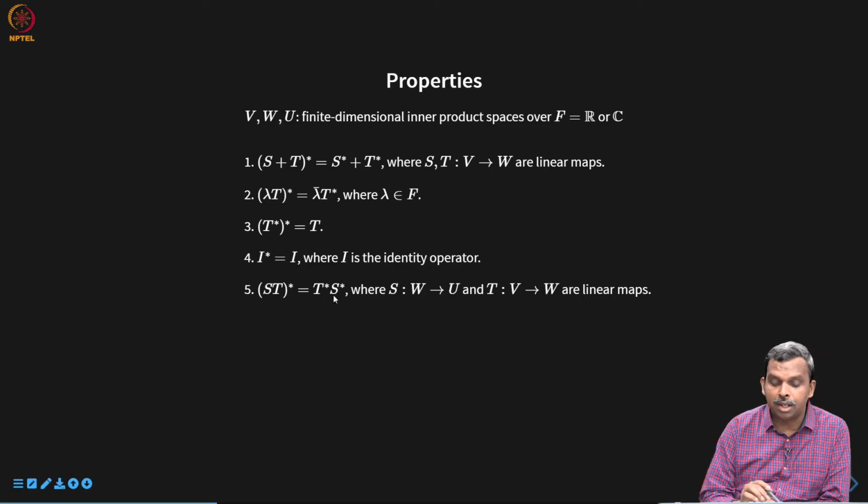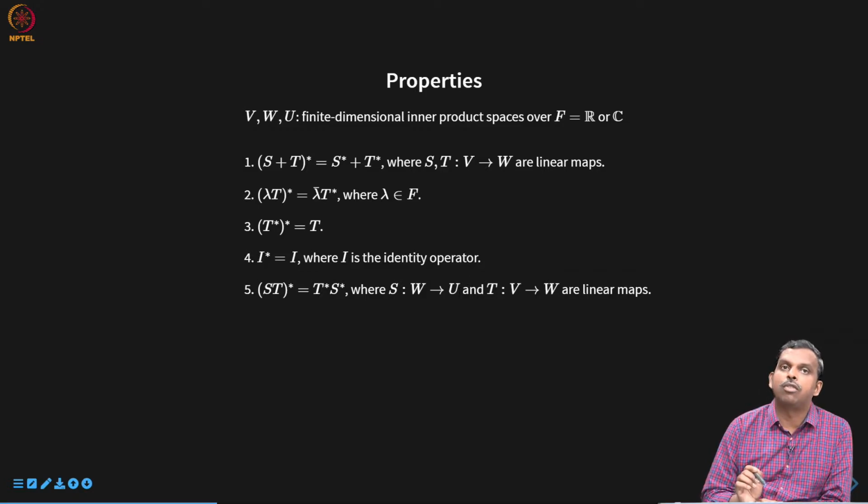And here's an interesting property. If you have two linear maps S and T which you can compose, notice what's going on. T takes you from V to W, and S will take you from W to U.